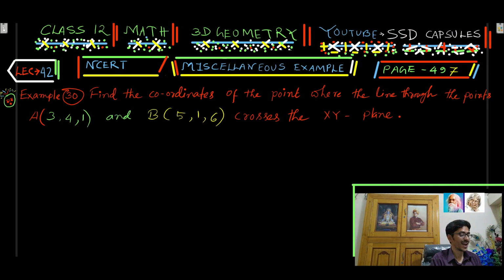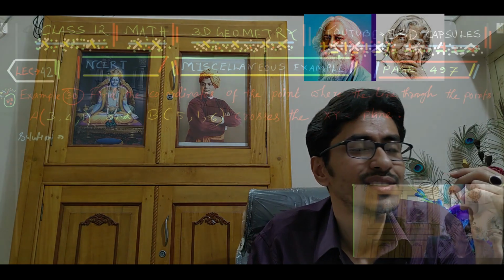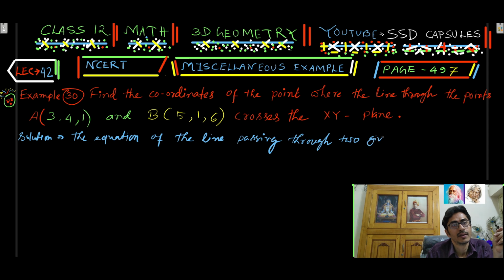Okay, so now here we can see this problem: find the coordinate of the point where the line through the points this and this crosses. In our previous lecture, lecture number 8, we studied how to find the equation of a line passing through two given points. So first we will derive the equation of this line. Here we will find the Cartesian equation passing through two given points A and B. Have you remembered the formula?